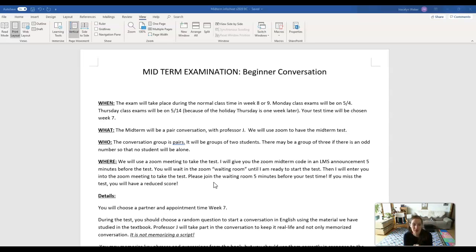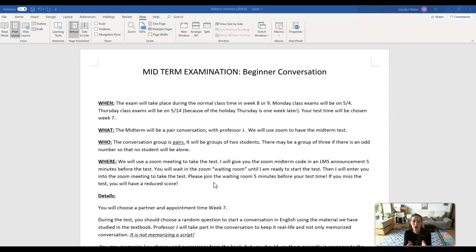And in Zoom, there is something called the waiting room. So you will sit in the waiting room for a few minutes until I am finished with the people before you. And when it's your turn, I will click enter the room for you, and your partner will join the room with me. But the waiting room means you will not come in when some students are taking the test.